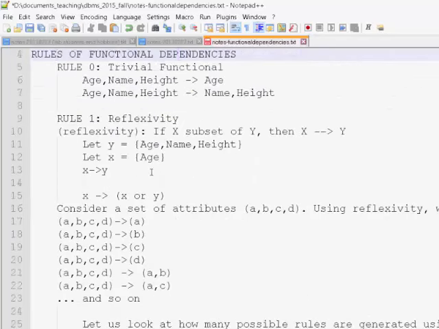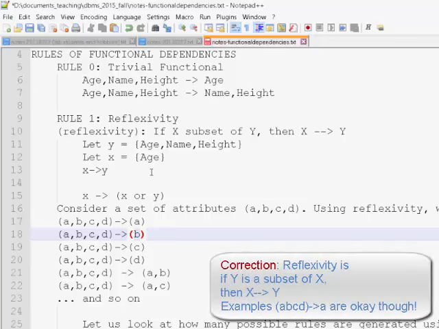The example I know is correct. This one is correct by the trivial law. Remember the trivial ones, where I see something is trivial? That was the first one I started with: if you have a set of things, you can always conclude that you imply a subset of it. Let me just double check the reflexivity before we continue.